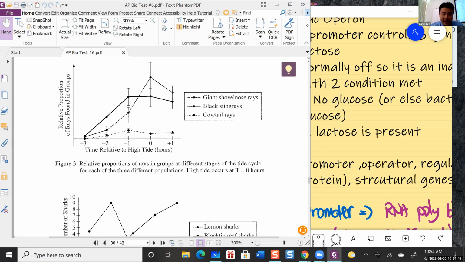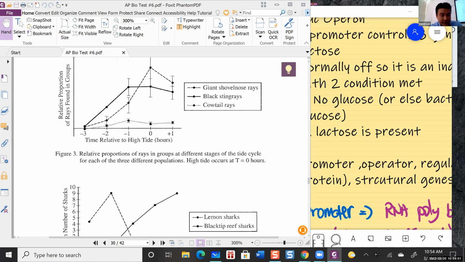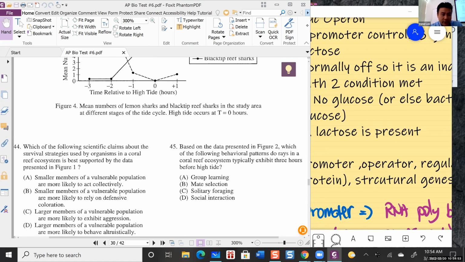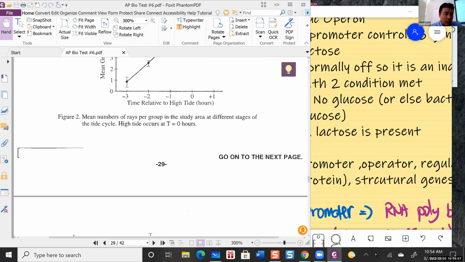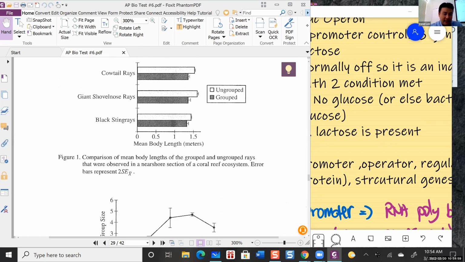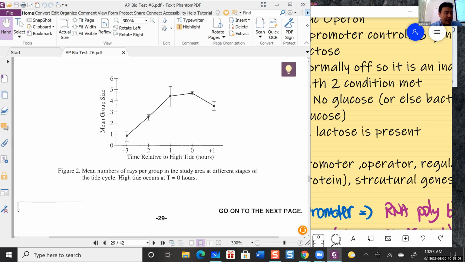Now on the test, I would just glance through these figures and then go to the question. But it is better if you get a sense of what they're trying to do. Like figure 1 is talking about the body length, right? So if you ungroup, you better be bigger by yourself. And this is talking about the high tide. If it's high tide, sharks are around, you want to be grouped together.